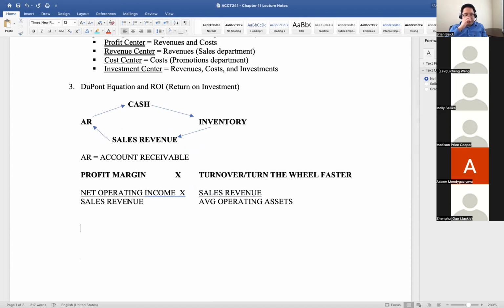Okay, so let's take a look at these formulas here. Profit margin. Let's say I have $100 in sales, and then I have very low expenses, so I have $99 in operating income. That's a very good profit margin, right? That means I turn the wheel one time and I make a lot of profit. Sales revenue divided by average operating assets means how fast you turn the wheel. I have $100 in assets, but I'm making $1 million in sales. I must be using my assets, or my money-making machine, very quickly, turning the wheel very fast, so that I can generate that type of profit.